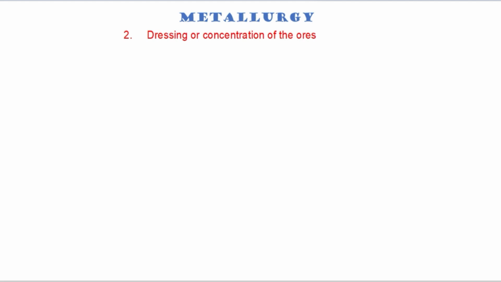Second step in the extraction of metals from their ores is dressing or concentration of the ores. It is the process of separating the impurities associated with the ores. Several methods are available in the dressing or concentration of the ores. The type of method employed depends on the nature of the ore, what type of ore it is, the nature of impurities, and also the environmental factors.